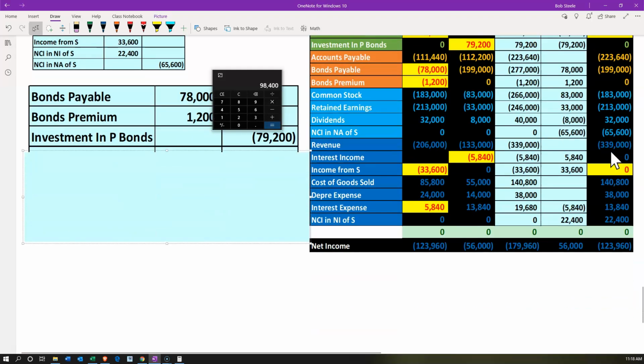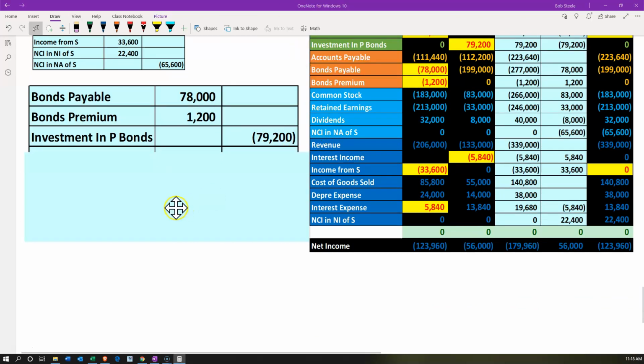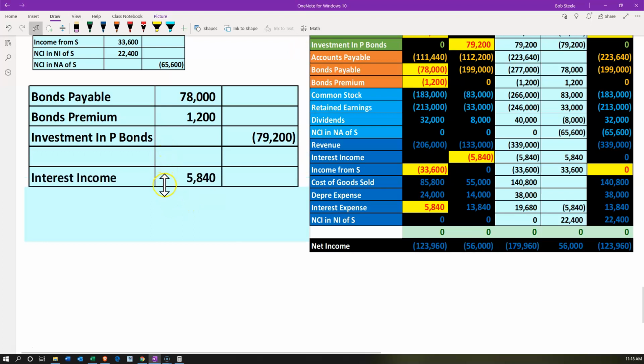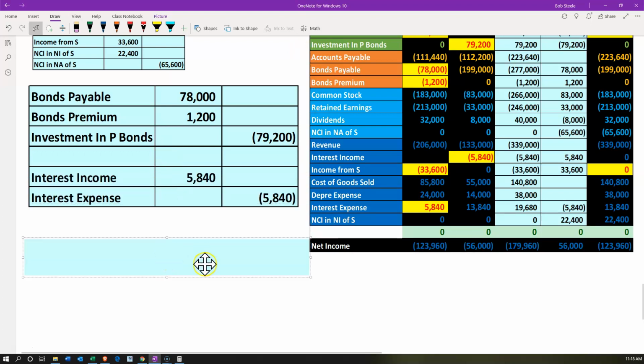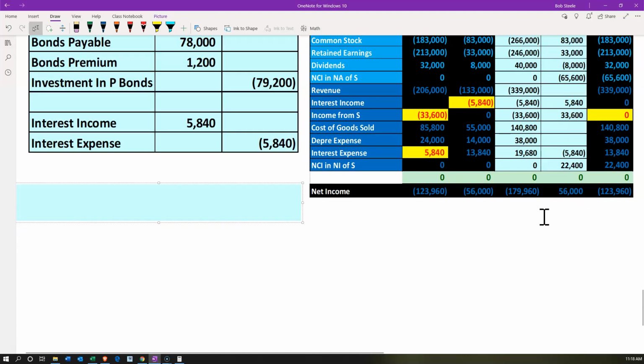Now let's go down to the income statement side of things, and we're just simply going to remove the interest income and interest expense. So let's do that here. So interest income at the 5,840, we're going to remove that, bringing it, of course, back down to 0. The interest expense down below, it's 5,840. We're going to remove that, bringing it back down to 0 as well.